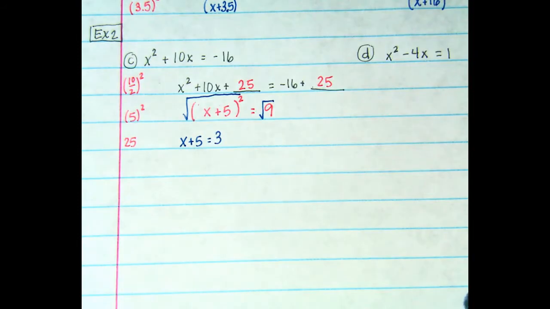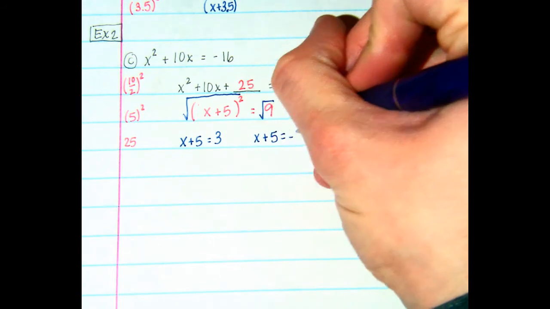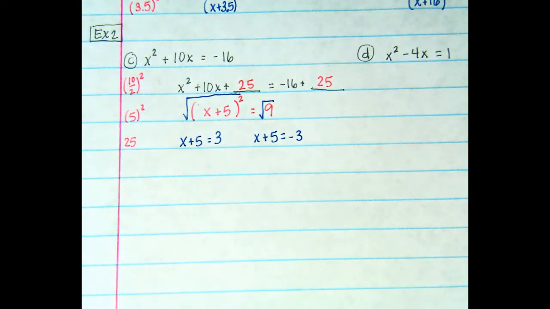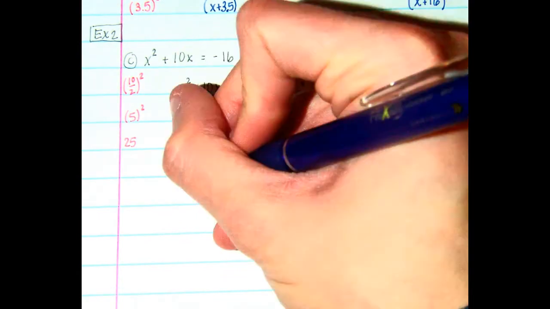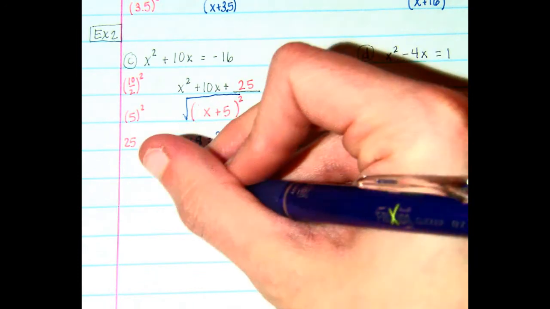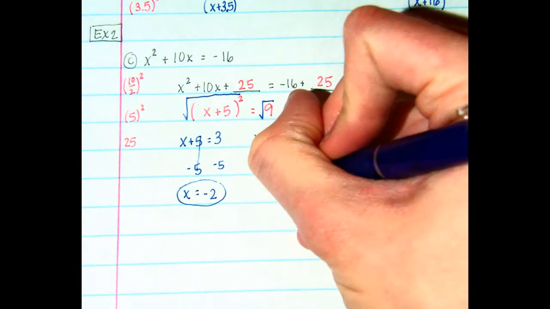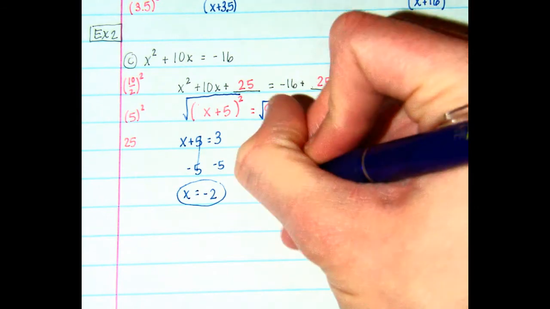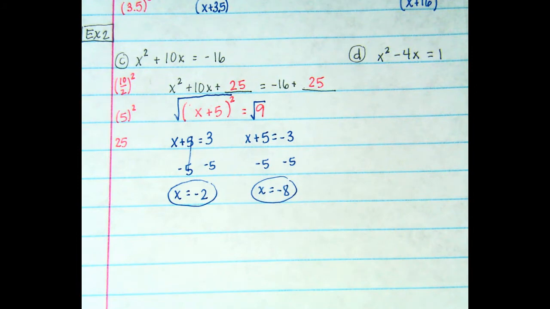Okay. Good, you didn't forget the negative. Now what do I do? So x equals negative 2. And then I subtract 5, and x equals... Okay, try letter D. Some of you probably already have.